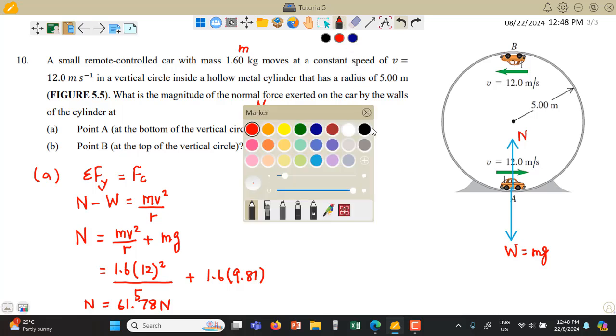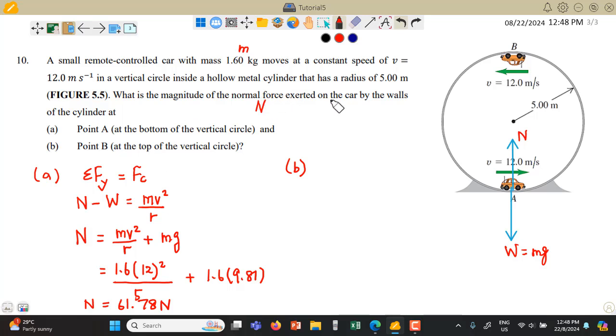Then question B, we want to find the normal force exerted on the car at point B. So again, we are going to draw the FBD. What forces are acting on the remote control car at point B? For sure, the weight is always acting downwards, and the remote control car is in contact with the surface. Perpendicular to the surface, we are going to have normal force.